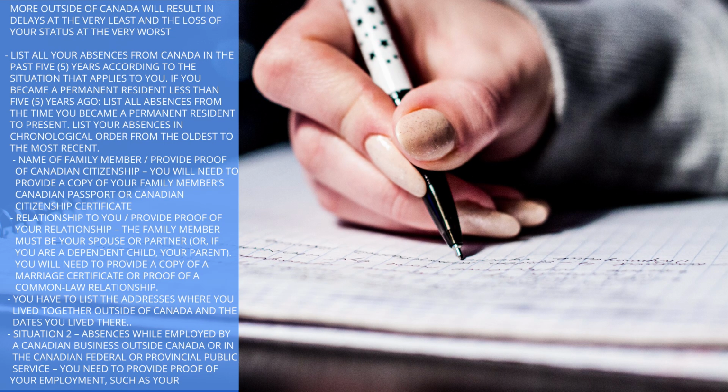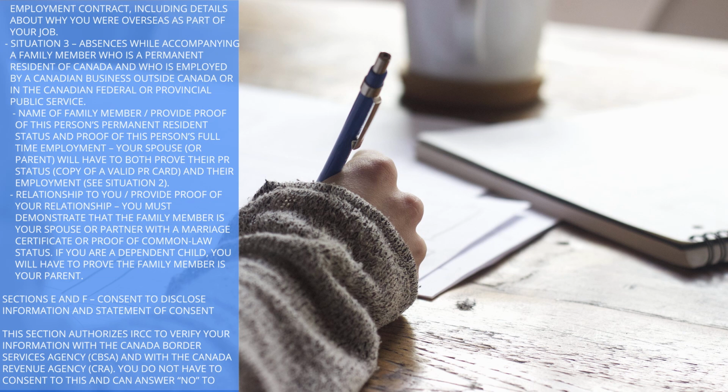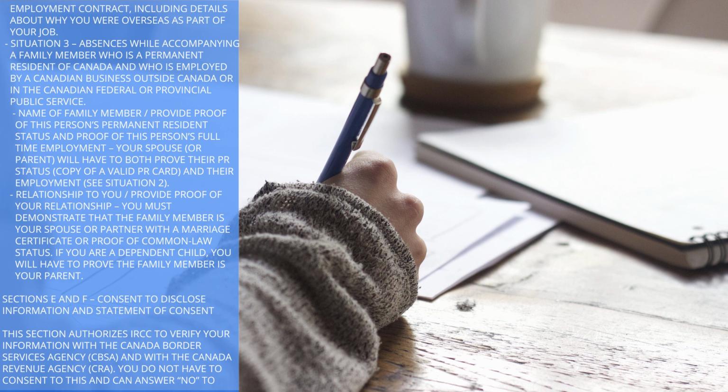Situation 3. Absences while accompanying a family member who is a permanent resident of Canada and who is employed by a Canadian business outside Canada or in the Canadian federal or provincial public service. Name of the family member. Provide proof of this person's permanent resident status and proof of this person's full-time employment. Your spouse or parent will have to prove both their PR status, with a copy of a valid PR card, and their employment. See Situation 2. Relationship to you.